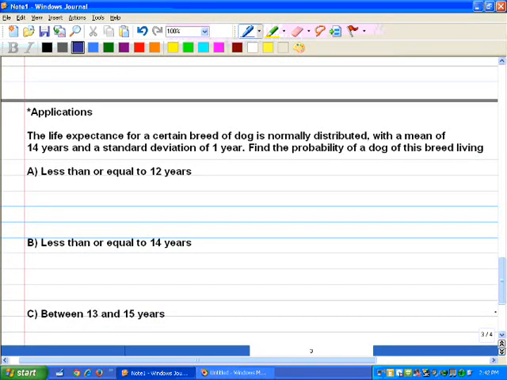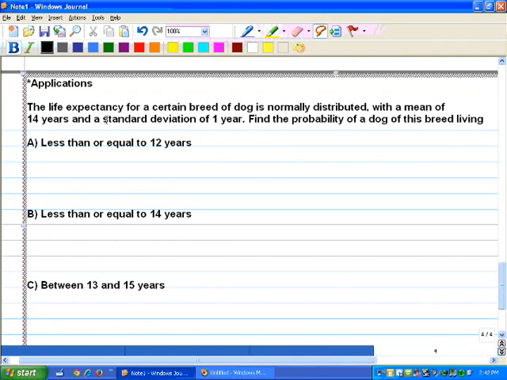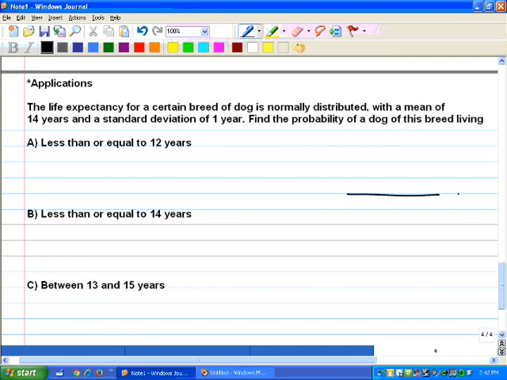So let's look at how we can use this. If we have a life expectancy of a certain breed of dog, normally distributed, with a mean of 14 years and a standard deviation of 1 year, I'm going to start by sketching a curve. It's a normal distribution, so it's a bell-shaped curve. The mean is 14 years. One standard deviation is 1 year.